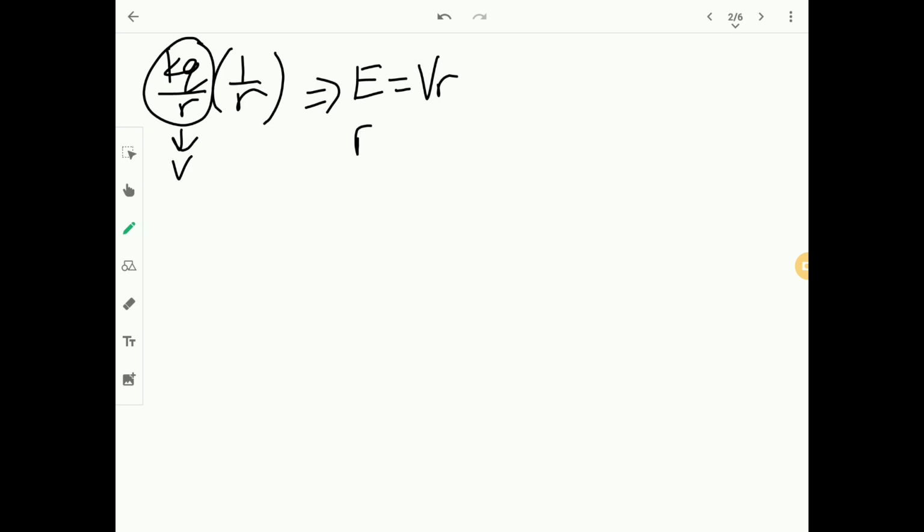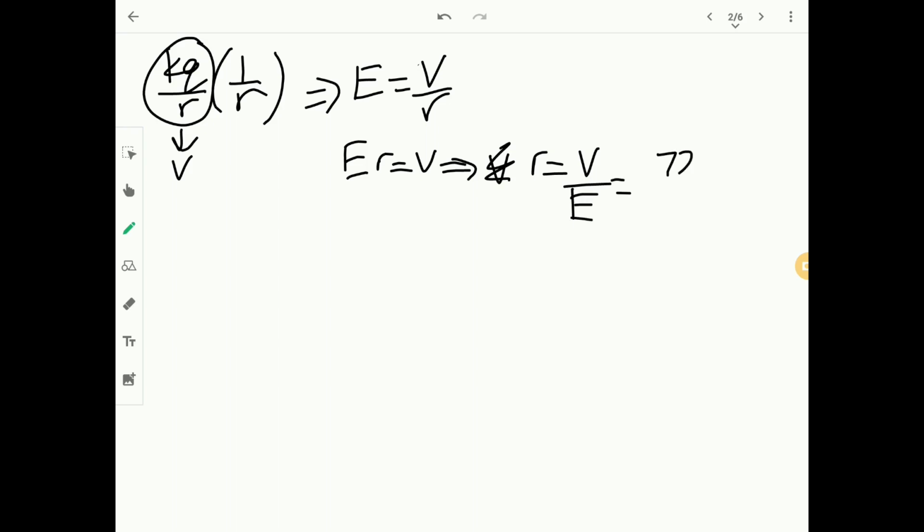So don't we get E equals VR? Oh wait, no, sorry. Isn't it E equals V over R? So when we cross multiply, we should get ER equals V, which means R equals V over E, which means it's 720 over 180, which is 4 meters, because distance has to be in meters, like this.